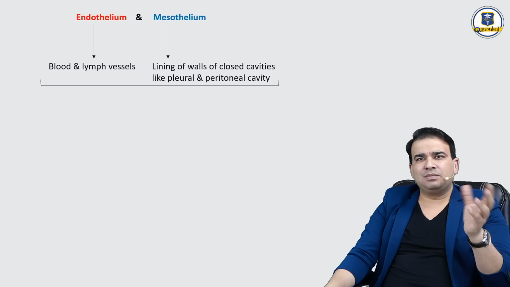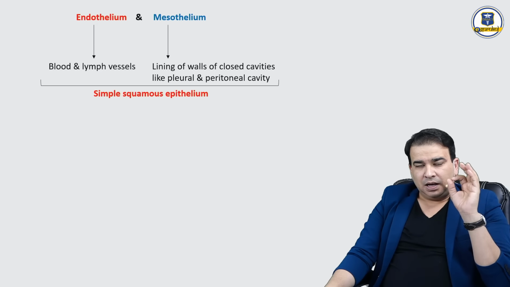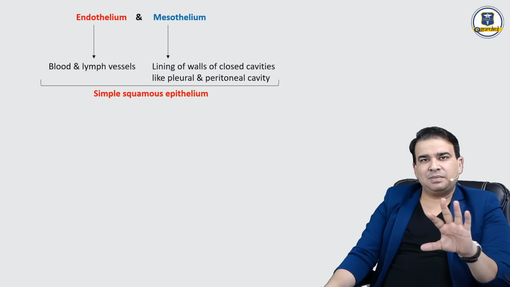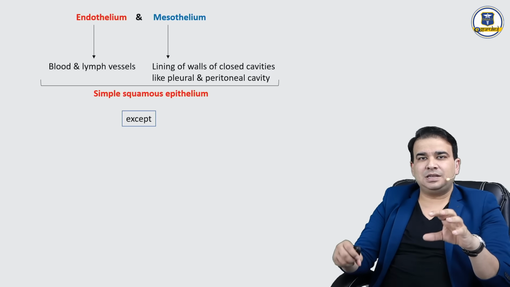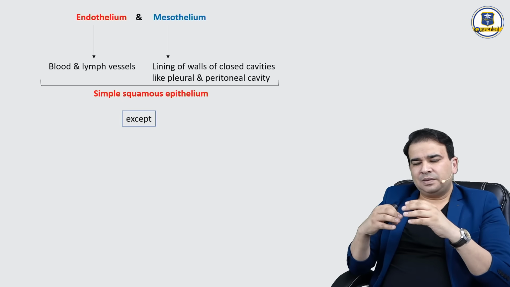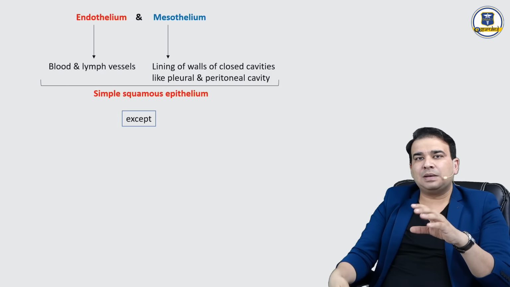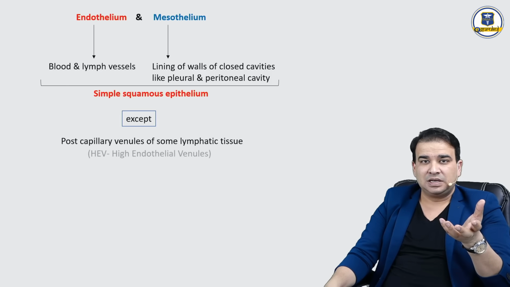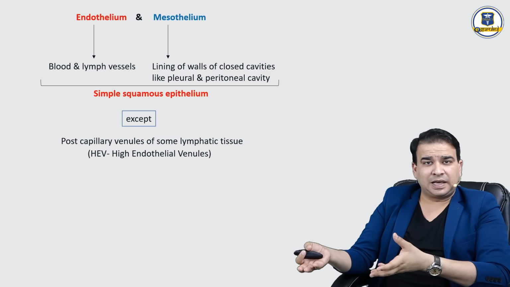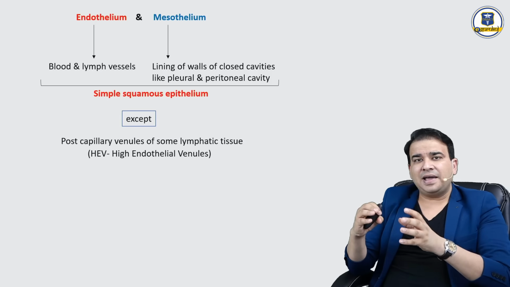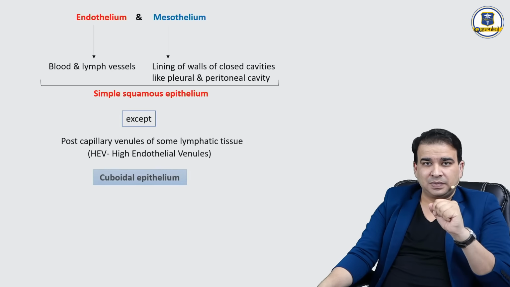Now, be it endothelium or mesothelium, they are all simple squamous epithelium only. One exception is seen in some lymphatic tissue, where the post-capillary venules have cuboidal cells, and we call them high endothelial venules. So in some post-capillary venules of certain lymphatic tissues, like the spleen, you have these high endothelial venules, which are not squamous; they are cuboidal in shape.